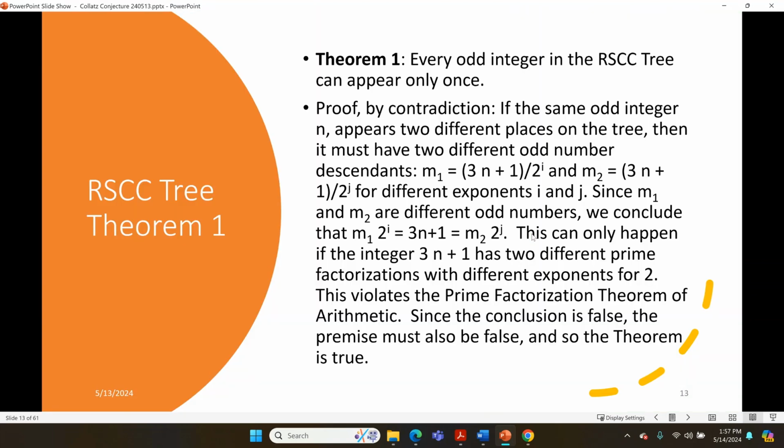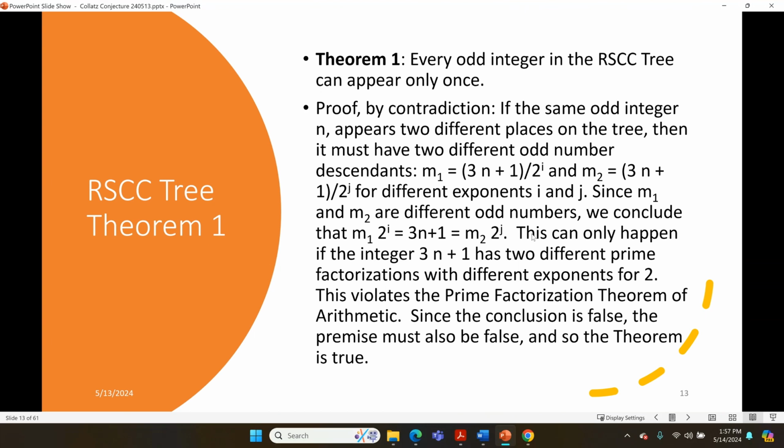So theorem 1 is that every odd integer in the tree for the reverse simplified Collatz conjecture can appear only once. We prove this by contradiction. If the same integer n appears in 2 different places in the tree, then it must have 2 different odd number descendants, m1 and m2. And so m1 would be (3n plus 1) over 2 to the i, and m2 would be (3n plus 1) over 2 to the j for different exponents i and j.